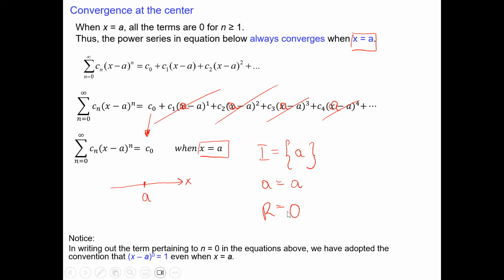We know if the radius is 0, we will know right away that the interval of convergence is just one number, and it must be the center. Okay, those are some special cases.